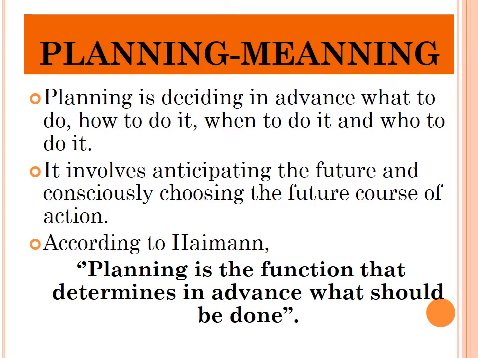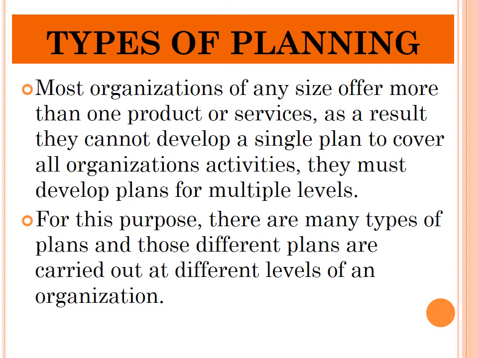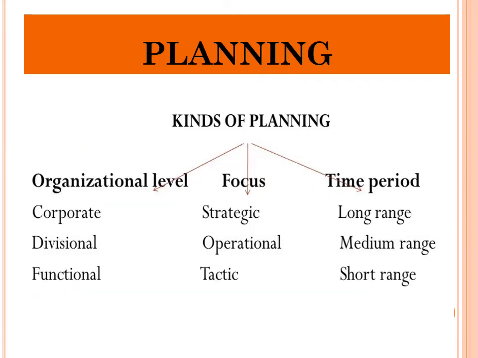According to Haimann, planning is the function that determines in advance what should be done. There are different types of planning. Most organizations of any size offer more than one product or service. As a result, they cannot develop a single plan to cover all organization activities. They must develop plans for multiple levels. For this purpose, there are many types of plans, and those different plans are carried out at different levels of the organization.